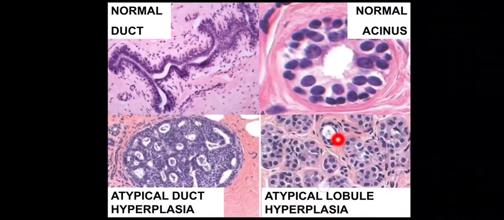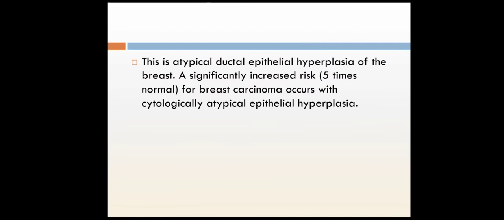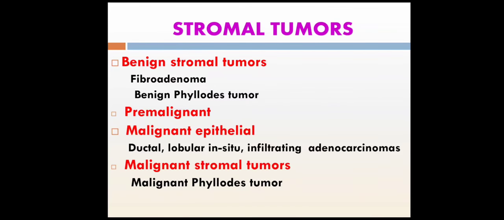Now, atypical lobular hyperplasia is when the acini in the lobules, the entire lobule, will show hyperplasia lined by atypical cells. So that was about benign epithelial disease of breast.